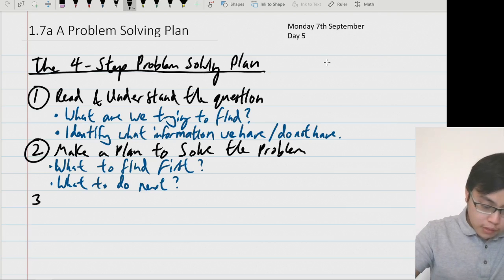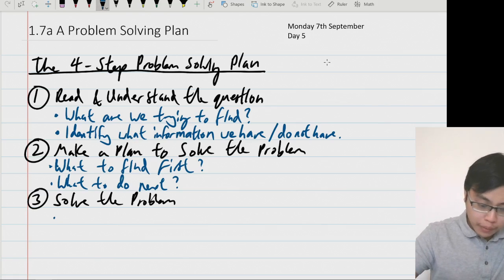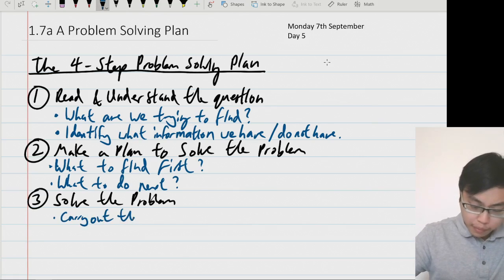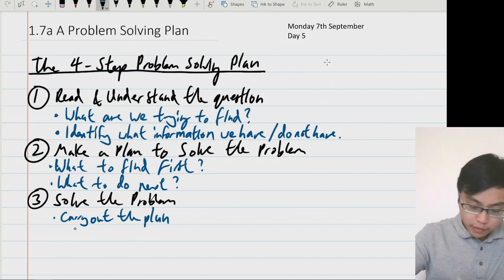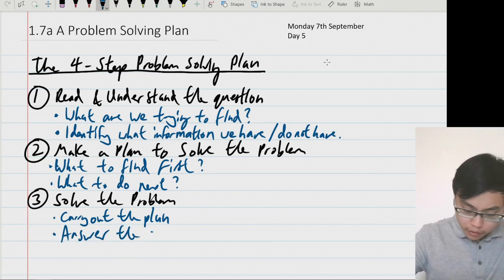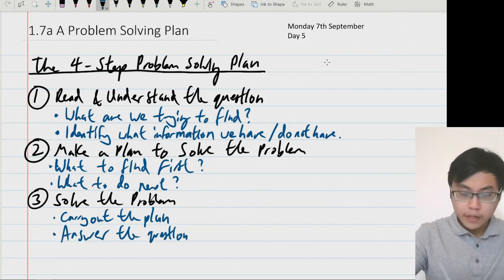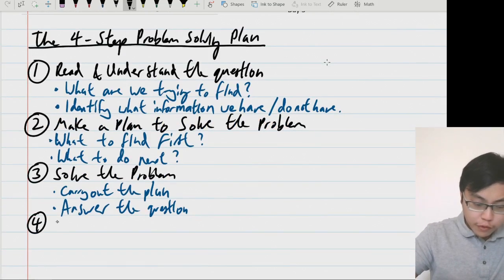Then the third step is to actually solve the problem. So we want to carry out our plan, and then we want to answer the question. Then lastly, step four will be we want to review our answer.